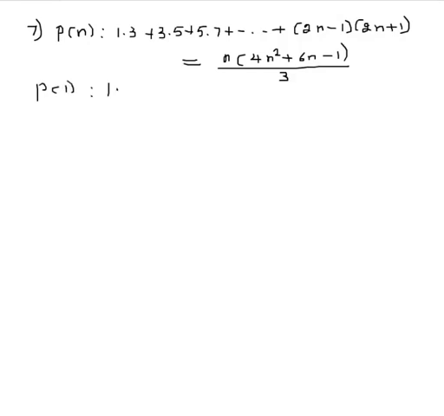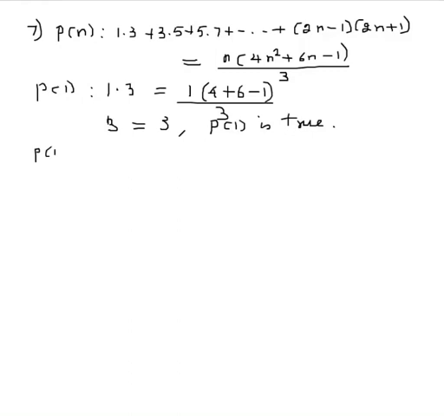Okay, P of 1 will have only the first term. Remember that. Plug in the value 1 for n: 1 into 4 plus 6 minus 1, divided by 3. 1 into 3 is 3. Here 10 minus 1 is 9, and 9 by 3 is also 3. Therefore, P of 1 is true.